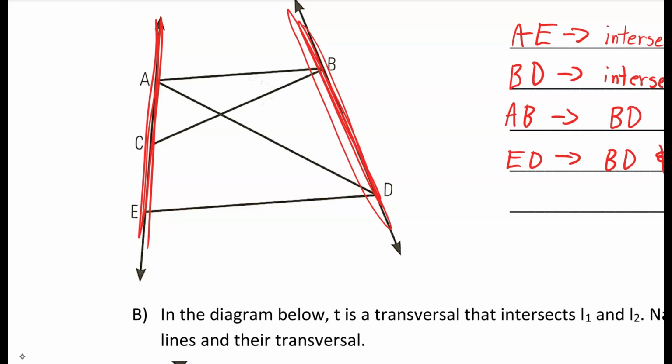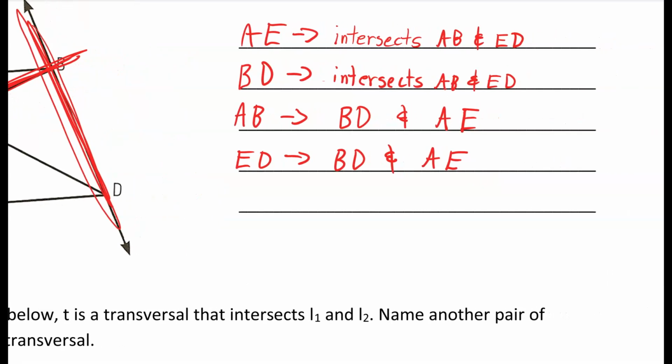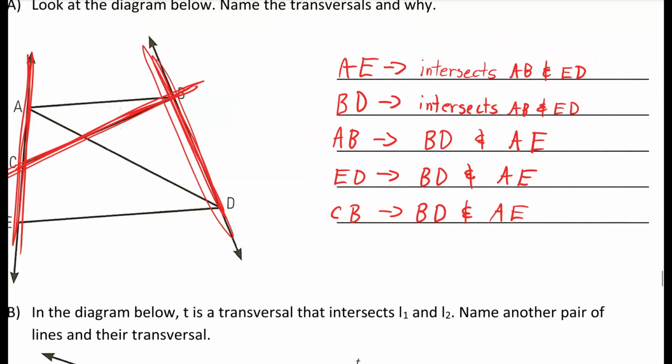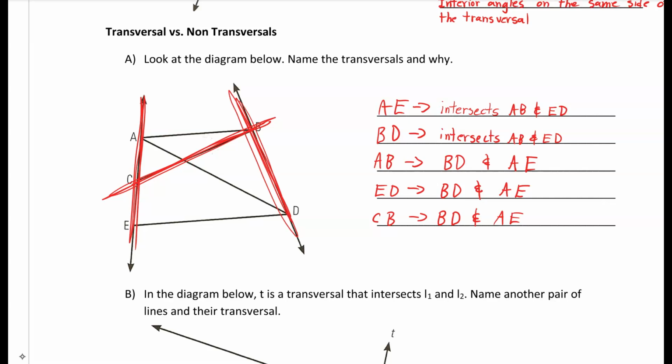Now, we could also consider that CB, so this line right here, as well is intersecting with AE and DB. So CB is intersecting with BD and AE. So you should be getting the idea now that any line that comes into contact with two other lines is going to be a transversal. Now that means that this could go on and on in this diagram, so we're just going to leave it as more for right now.